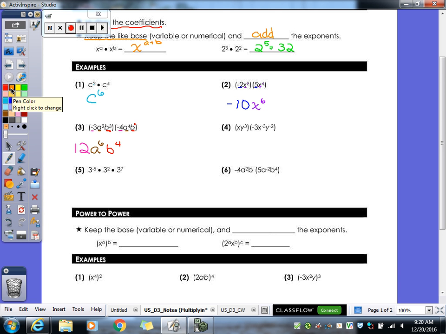All right, number 4. What's my coefficient here in front of my xy to the 3rd? A 1. So I got to do my 1 times my negative 3. What do we get? Negative 3. So for our x's, I have a 1 plus a negative 3. Negative 2. For our y's, we have a 3 plus a negative 2, which would give us y to the 1st. Would I have to write that 1 though? No. But you can leave that there.